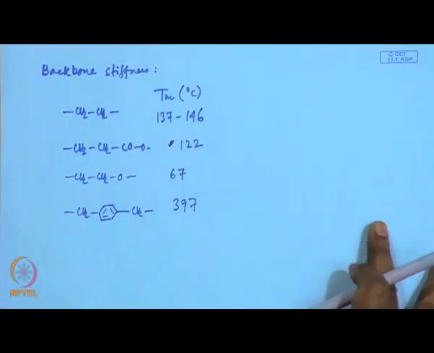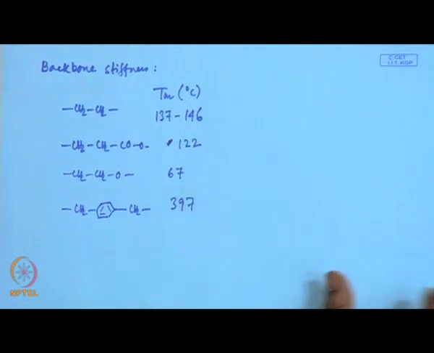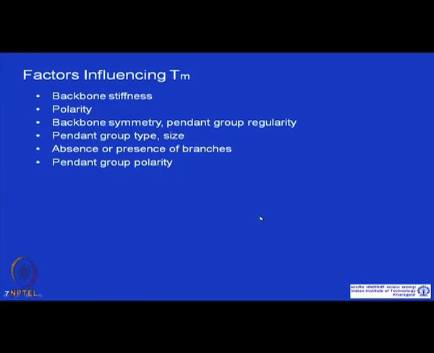If we compare, give one example here. Not this one, let me find. Okay, so let us go back and look at this slide. We have discussed the backbone stiffness, we have discussed the polarity, we have discussed the effect of pendant group size and type. Obviously, if we have branches present in the polymer chain, it hinders crystallization. So, crystallization becomes difficult.